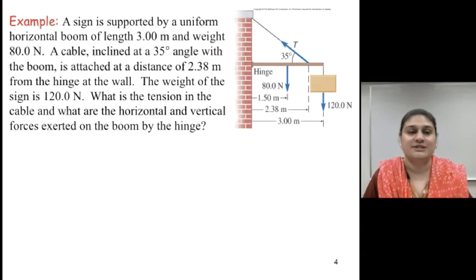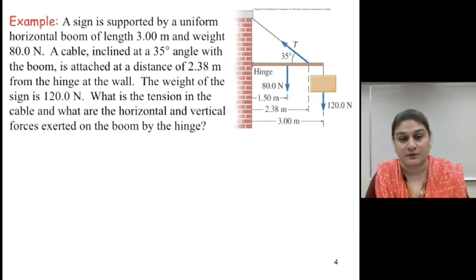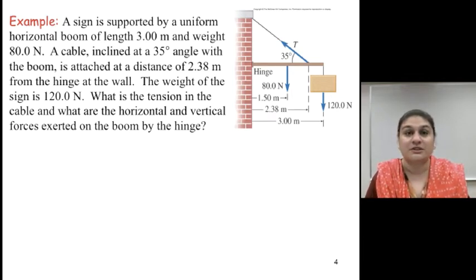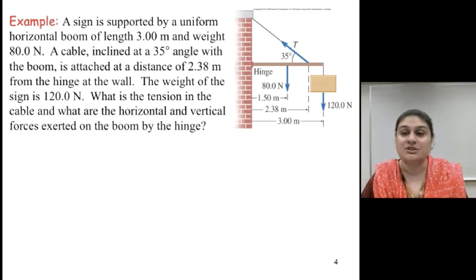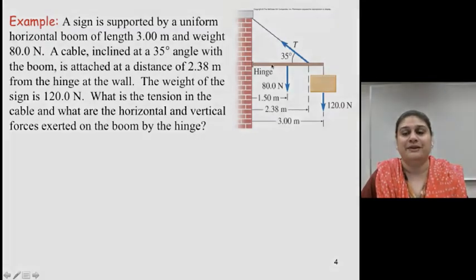So now let's look at an example. A sign is supported by a uniform horizontal boom of length 3 meters and weight 80 newtons. A cable inclined at a 35-degree angle with the boom is attached at a distance of 2.38 meters from the hinge at the wall. The weight of the sign is 120 newtons. What is the tension in that cable, and what are the horizontal and vertical forces exerted on the boom by the hinge? So we are looking for the forces that are acting on the boom by the hinge.